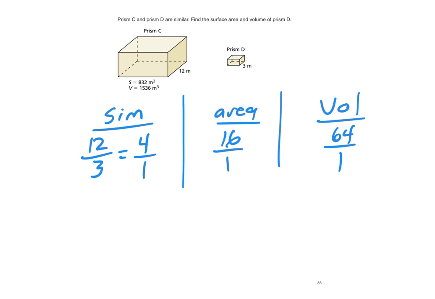Okay, should be up now for you. Really just pay attention to what your base is. That's going to be the biggest thing you have to watch for on these problems.